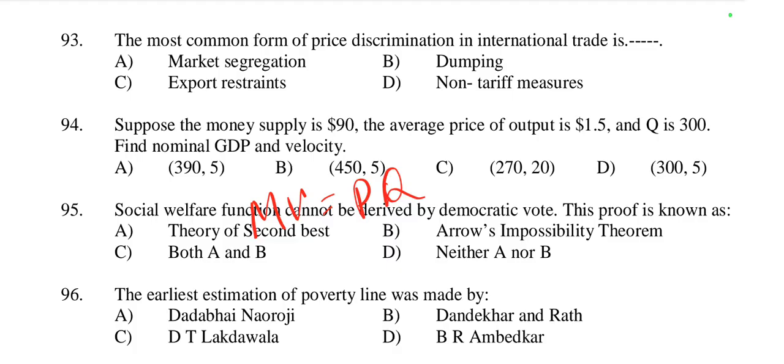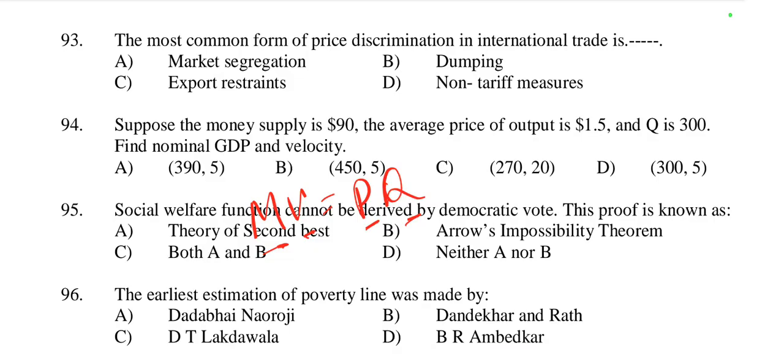This is called the equation of exchange. Here M means money supply, V means velocity of money, or velocity of circulation of money, P means price level, and Q means quantity of output, or we can say real GDP.